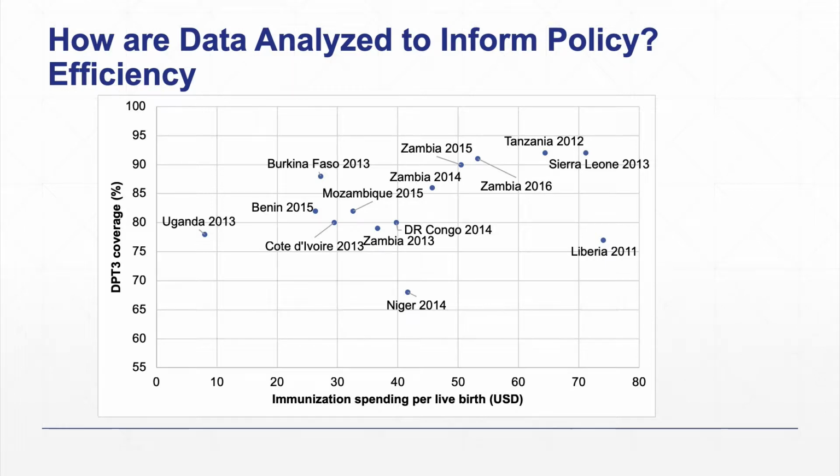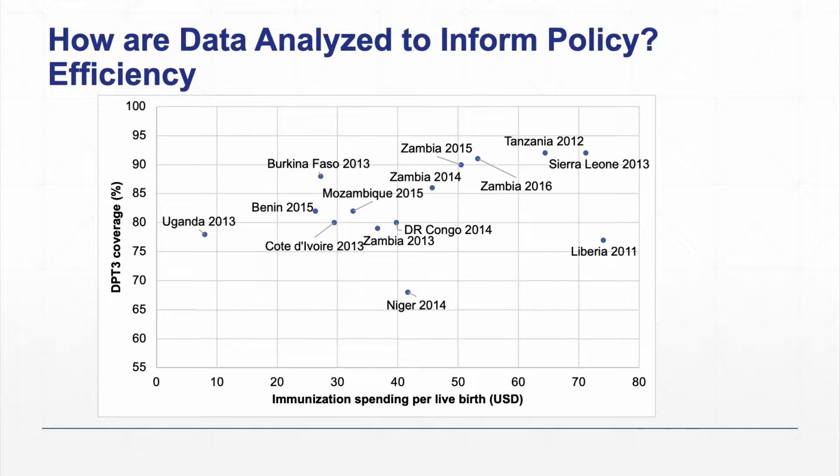So maybe just getting back to the point that Landry raised earlier on efficiency, on the slide you will see an example of how the immunization data can help answer the efficiency question. Through combining information on spending versus the coverage indicator, you can see where a particular country is in terms of effectively utilizing the immunization financing to boost coverage.